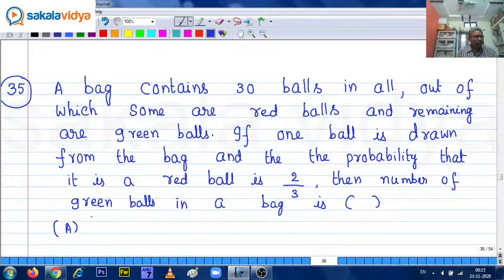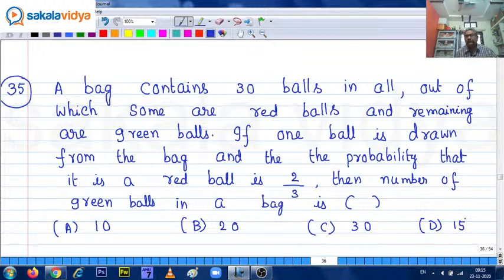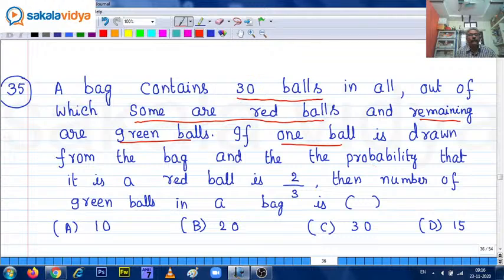A is 10, B 20, C 30, D 15. Okay. So in total there are 30 balls in a bag. Out of them some are red balls. We do not know how many red balls there are, say that is x. The remaining are green balls, so green balls means 30 minus x. If one ball is drawn at random, the probability of a red ball we need to find out, that is equated to 2 by 3. After that you can find x, and the green balls we can find out. Okay, let us do it now.